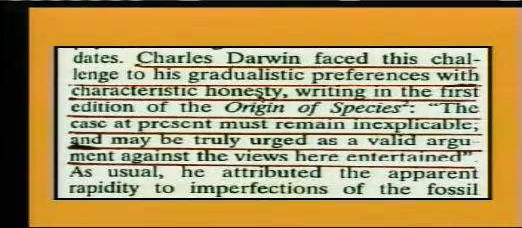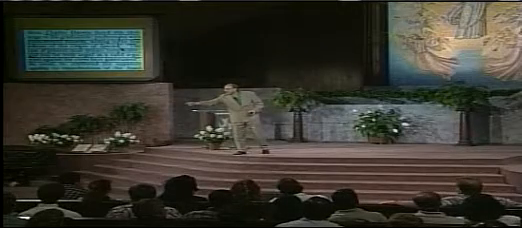Wow! Charles Darwin faced this challenge of his gradualistic preference with characteristic honesty. Writing in the first edition of Origin of Species, the case at present must remain inexplicable and may truly be urged as a valid argument against the views here entertained. Question: did Charles Darwin know there was a problem with this already?